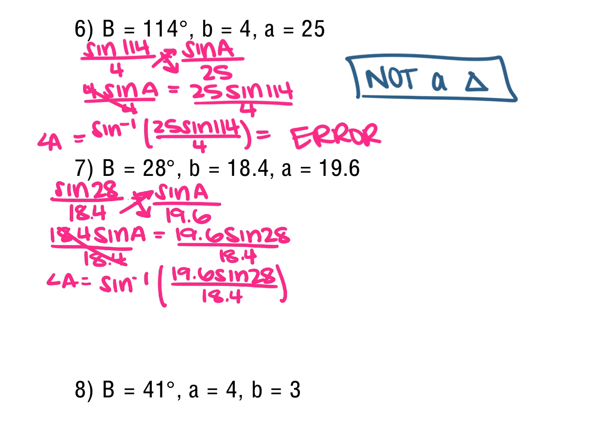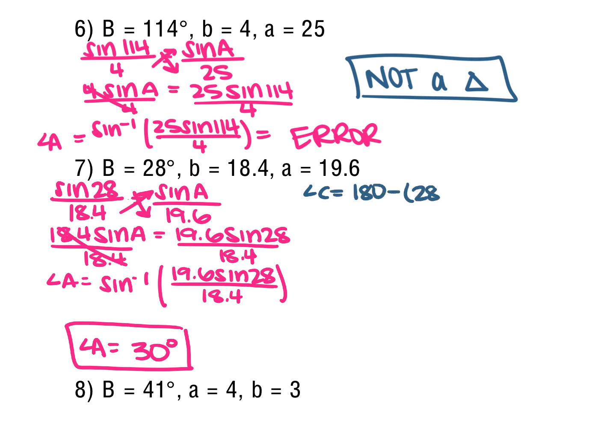So again, you're using your calculator. Second sine. Put your fraction in. 19.6 times the sine of 28 all over 18.4. And that gives you 30 degrees. So now from here, we're going to find angle C, and that's going to be 180 minus the sum of 28 and 30. And it gives us 122 degrees.